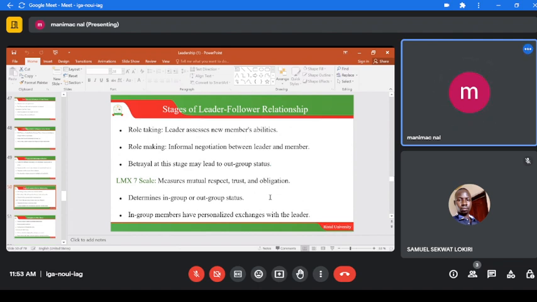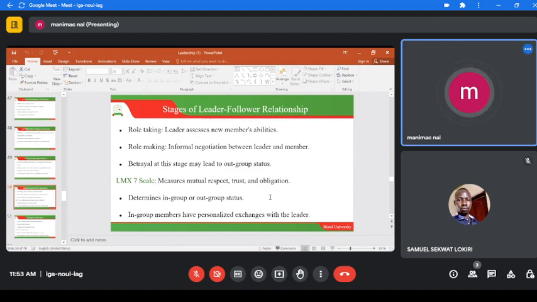Further still, in terms of ranking, this LMX 7 scale is where we look at the measures. We measure mutual respect, we measure trust, and we measure the obligations that a leader may have together with his subordinates or with the group that he is leading, whereby this determines the in-group and out-group status. Okay, it also looks at the in-group members.